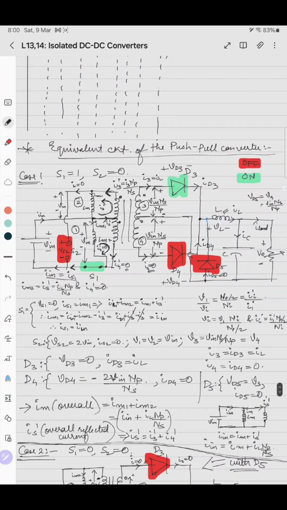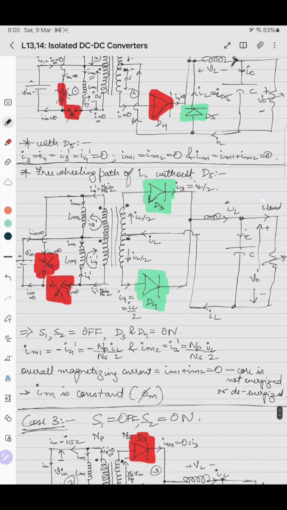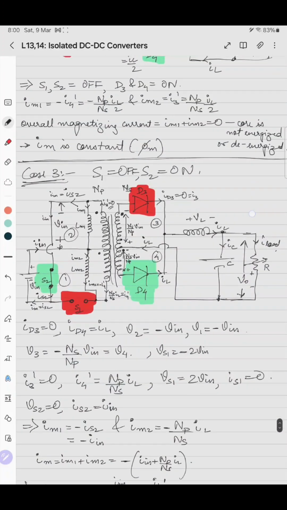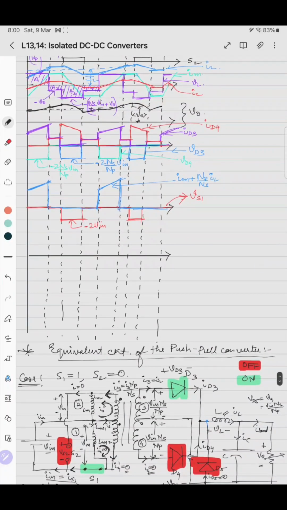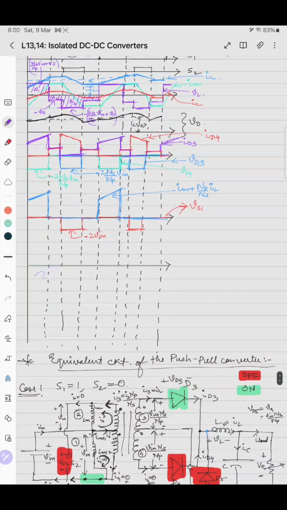For switch 2, in this case it is minus 2 V in 0 0 0. This waveform belongs to VS2.